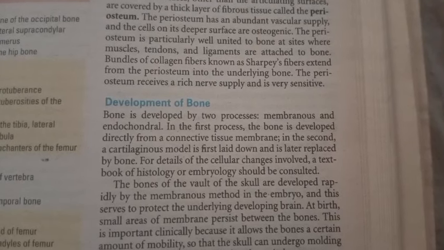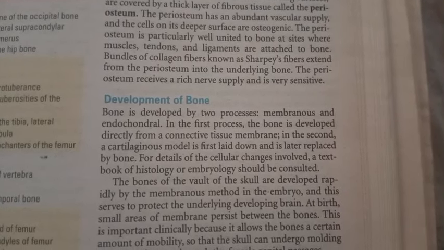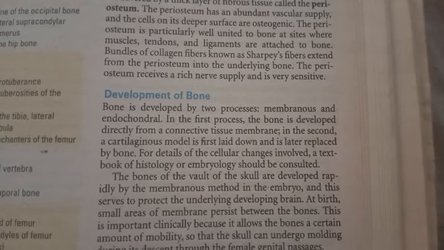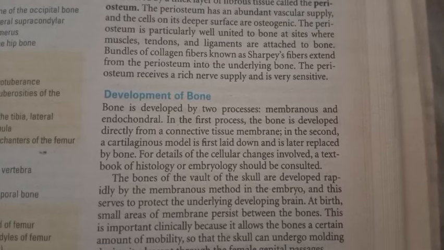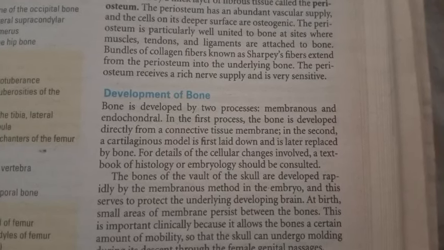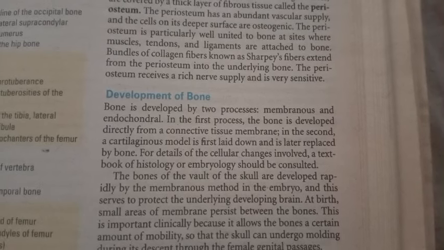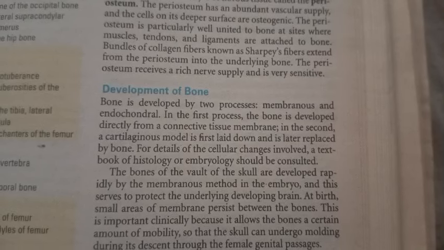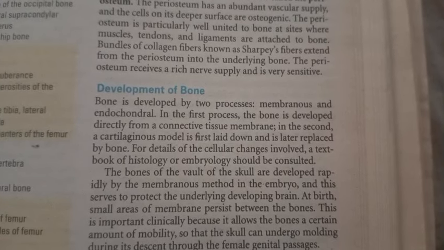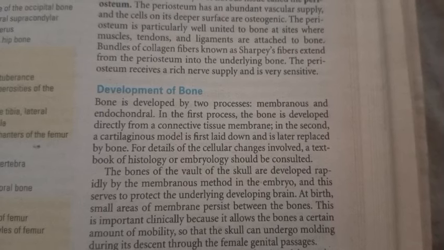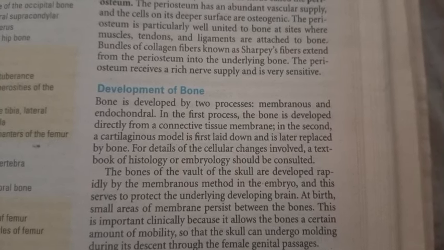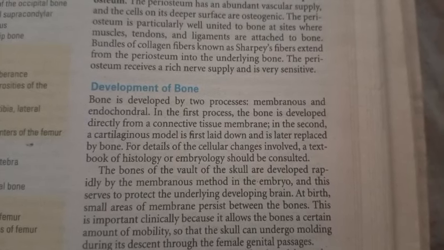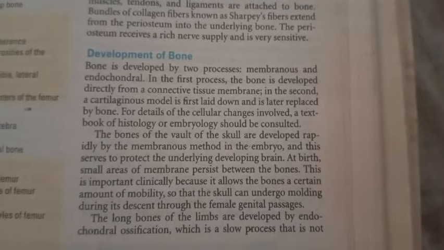Development. Bone is developed by two processes, membranous and endochondral. In the first process, the bone is developed directly from the connective tissue membrane. In the second, a cartilaginous model is first laid down and is later replaced by bone. For details of the cellular changes involved, a textbook of histology or embryology should be consulted.